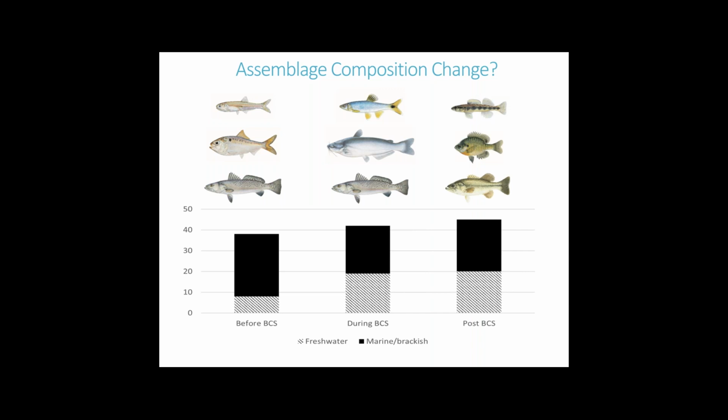There are no darters known from the lake itself. They're in the river. More centrarchids, Lepomis, Micropterus DNA. They are present in the lake, but typically not in large numbers. So the proportion of freshwater species increased throughout the study period, simply with the influx of fresh water.